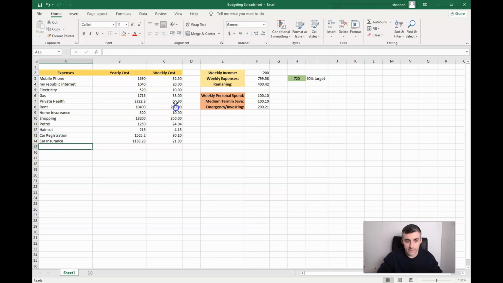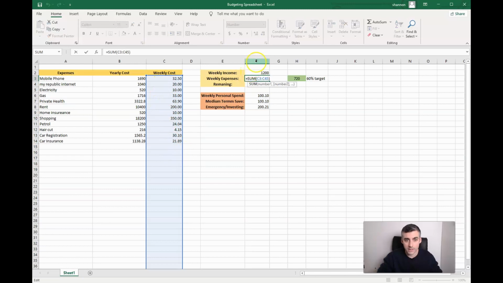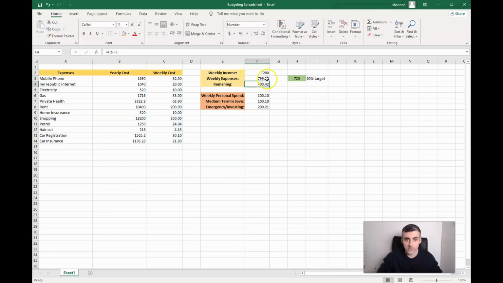Once you have set this up, our main goal is to try and get your expenses down to 60% or below your income. So let's say, for example, your income is $1,200 per week, and that's after tax. That's not before tax. That's what you actually take home at the end of the day, and your weekly expenses are added up, all over here, to be $799.